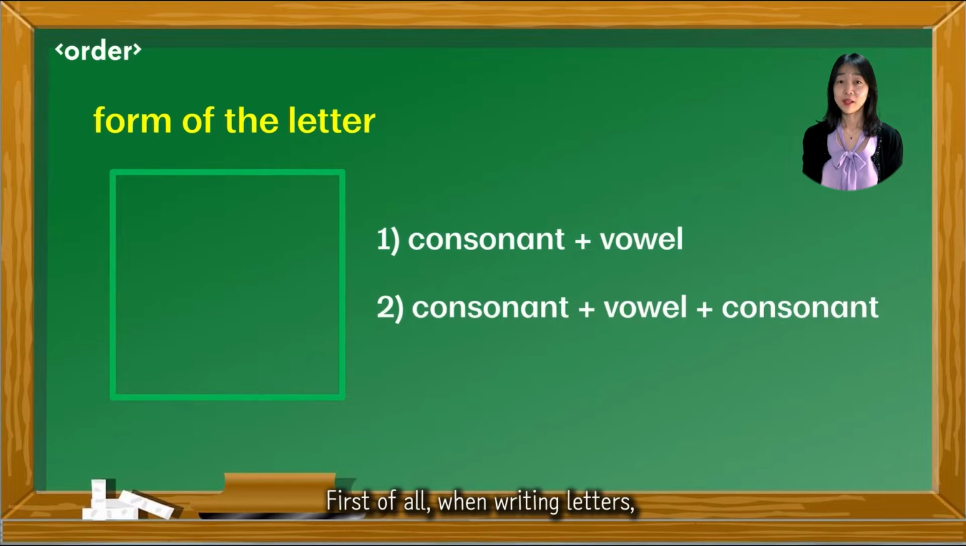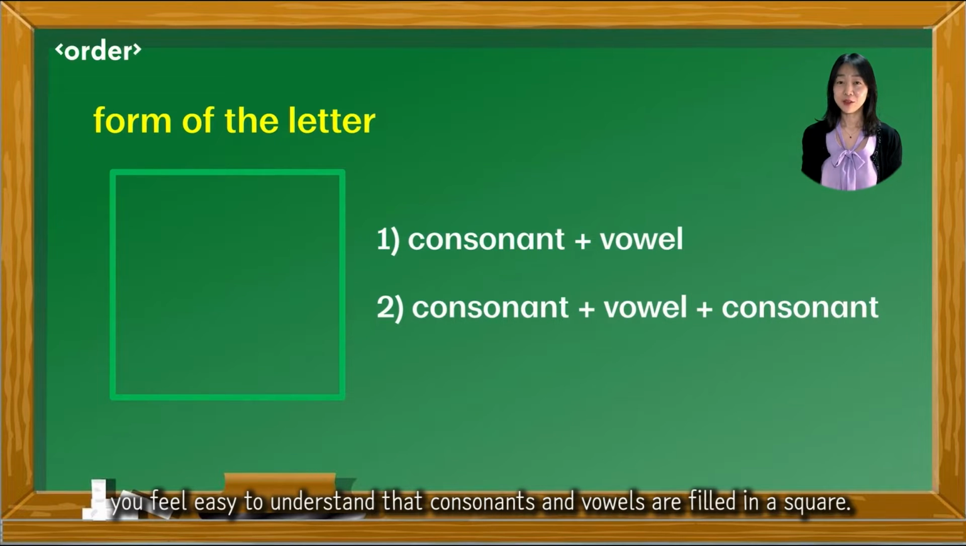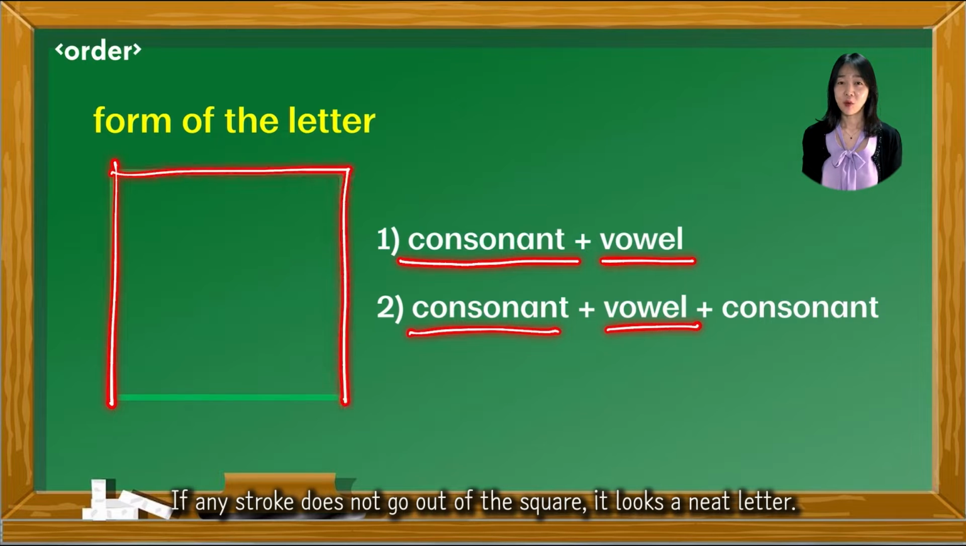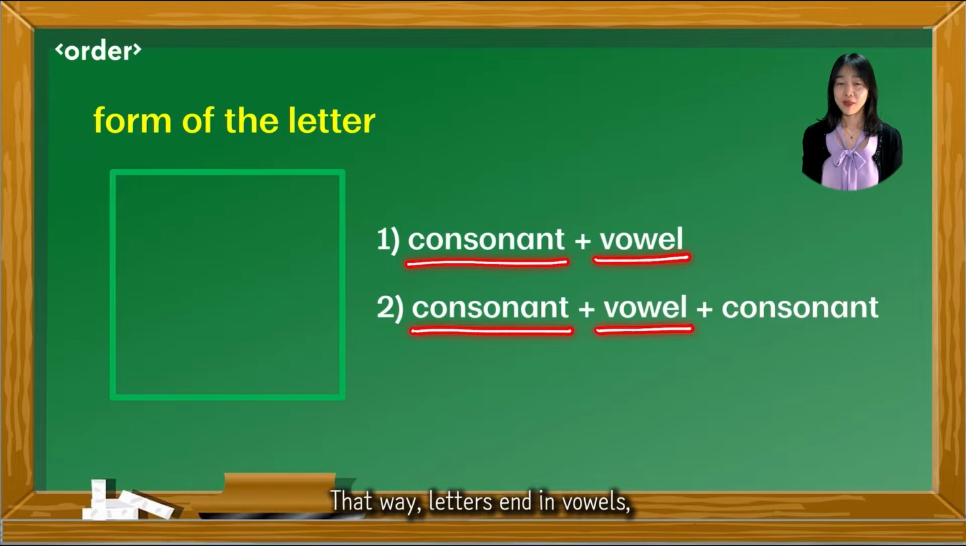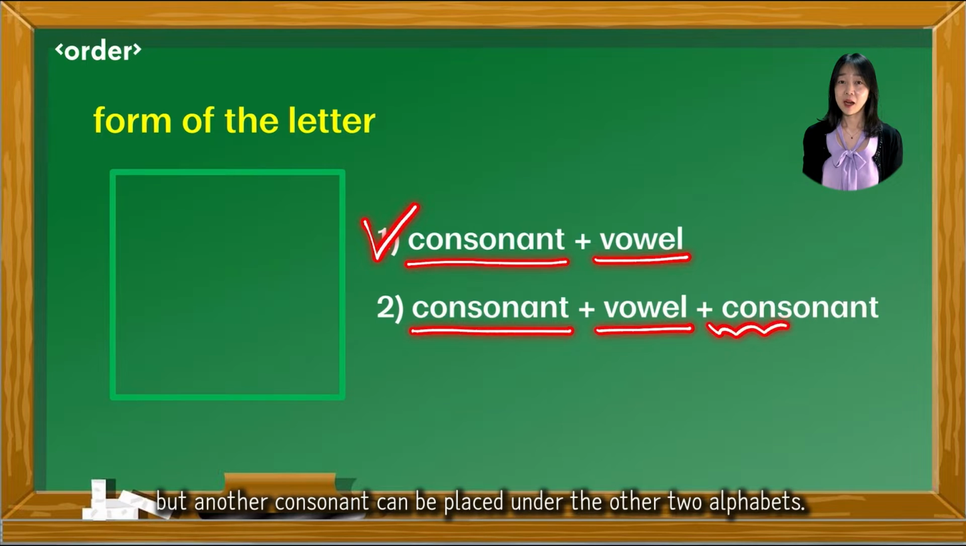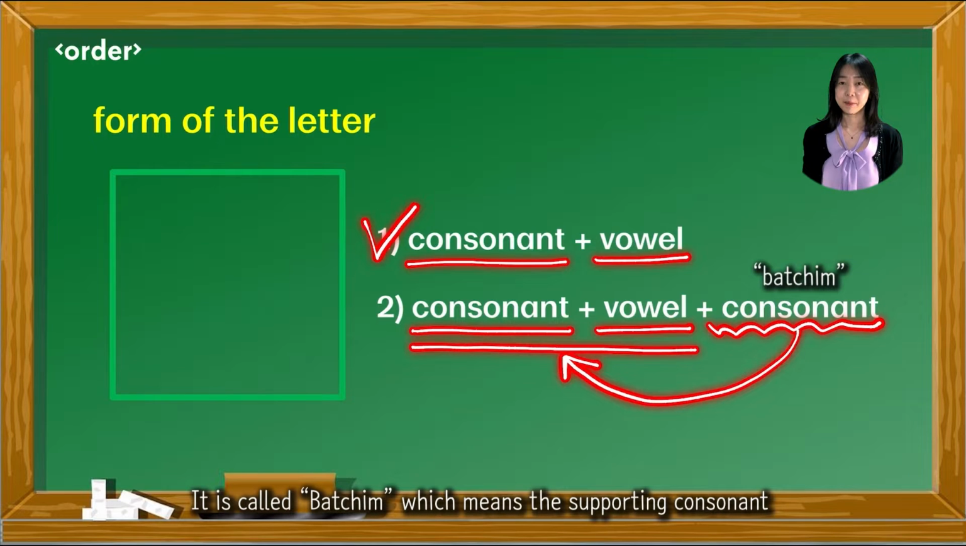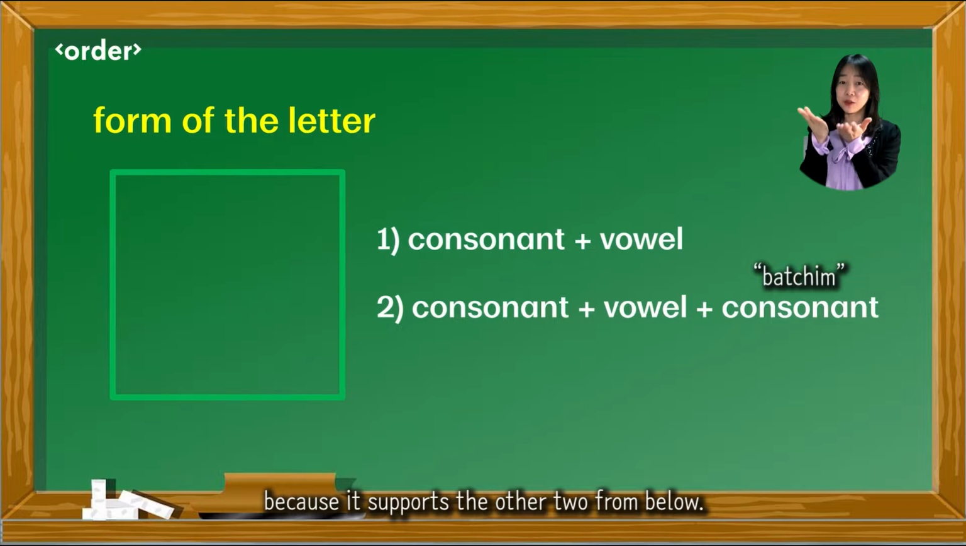First of all, when writing letters, it's easy to understand if you think of consonants and vowels as being filled in a square. If no stroke goes out of the square, it looks like a neat letter. The consonants are always written first, followed by vowels. That way, letters end in vowels. But another consonant can be placed under the other two alphabets. It's called 받침, which means the supporting consonant, because it supports the other two from below.